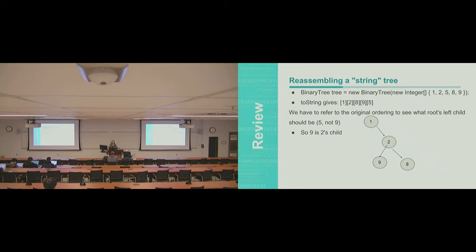And it's a similar story when trying to figure out where 9 goes. Again, we have to refer to the original ordering to see what the root's left child should be. When we're initially adding all of these elements, we have the root, and then we try to add the right subtree and then the left subtree. 1's left child should be 5, not 9, so we know that 9 is 2's child. And then finally, we get to add 5 because we encountered it.